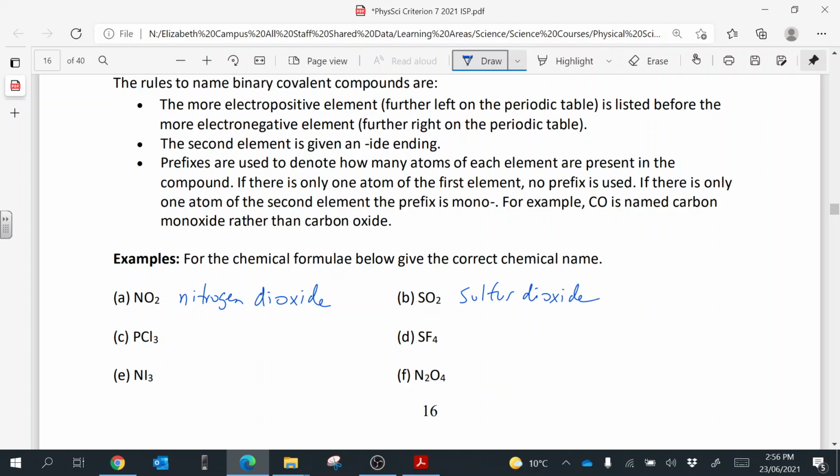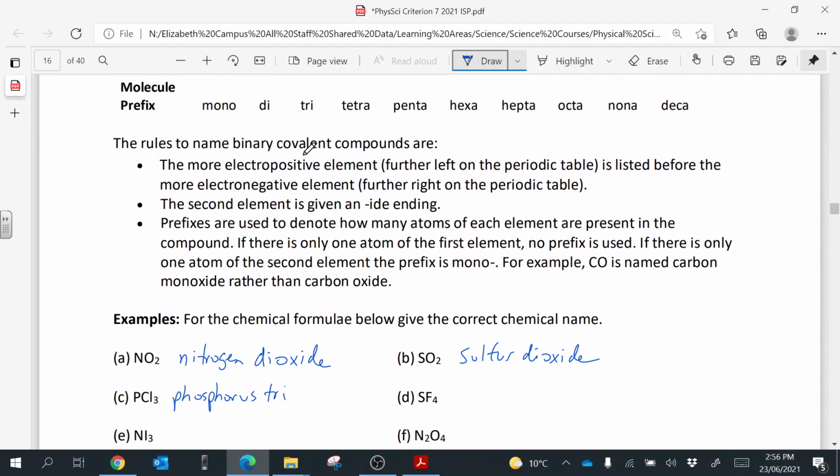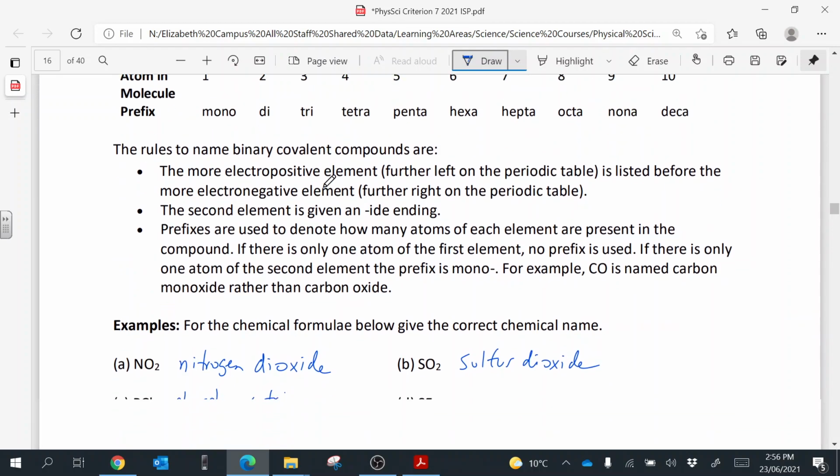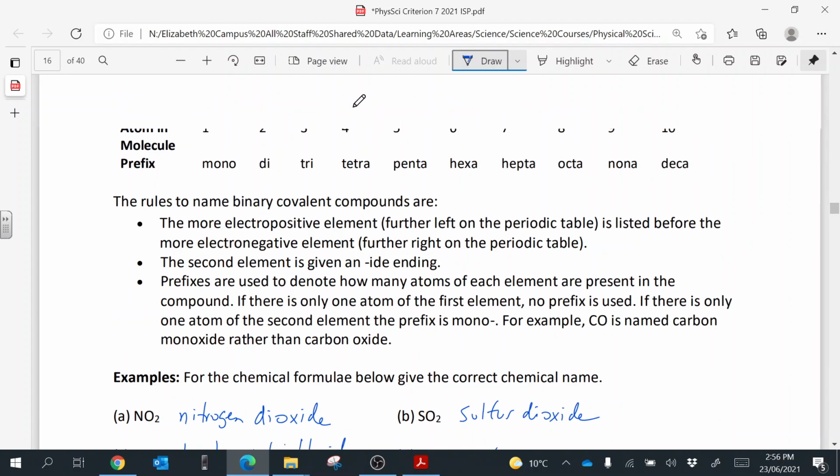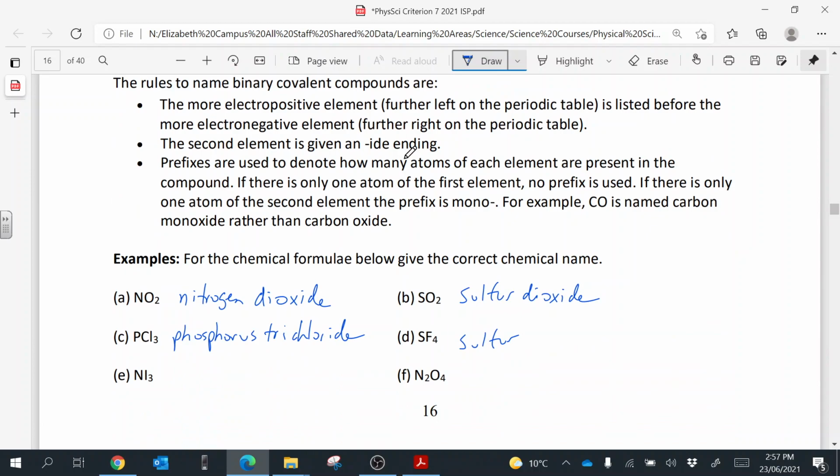This one here is phosphorus. Phosphorus tri for 3. So remember, you can refer to your prefixes up here. 3 is trichloride. D, again we have sulfur. And we have 4, so we can look up 4. It's tetra. Tetrafluoride.